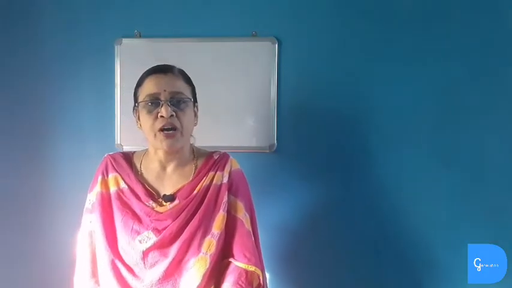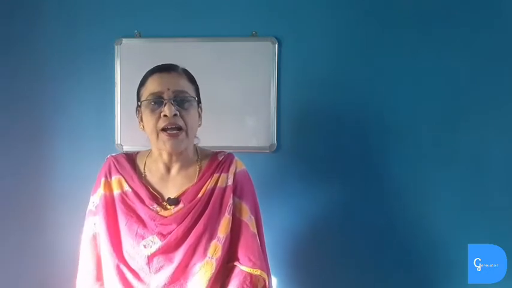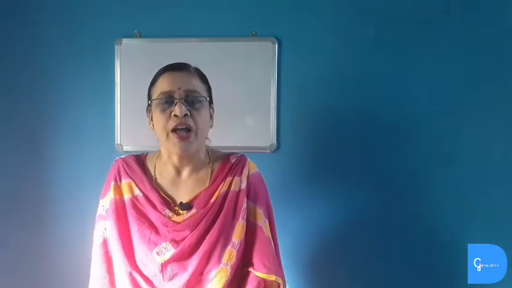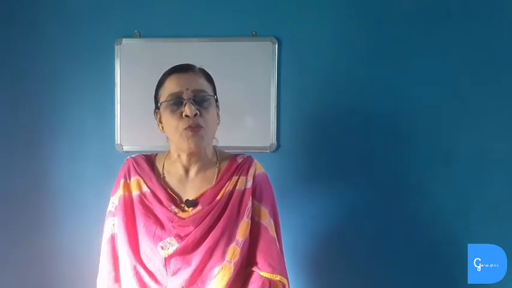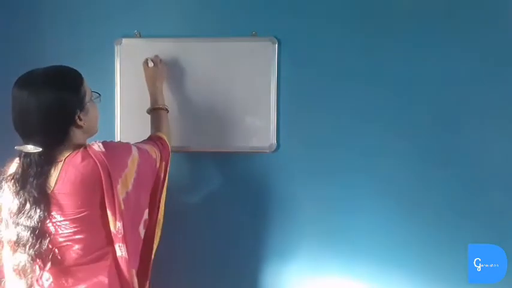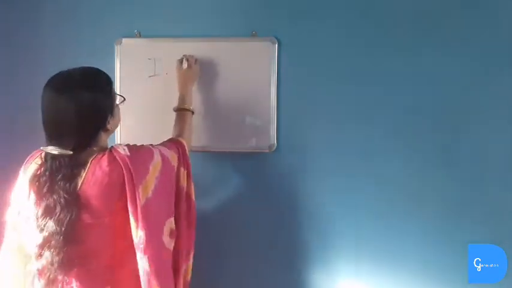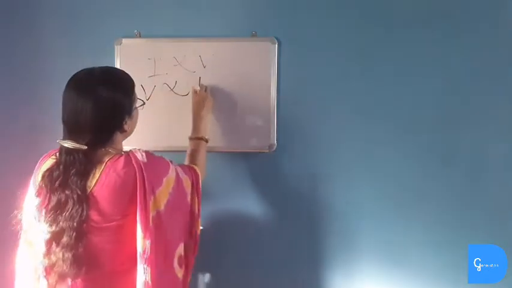Today we are going to study about Ohm's law. Ohm's law gives the relationship between potential difference and current. According to Ohm's law, at constant temperature, current flowing in the circuit is directly proportional to potential difference across its two ends. Let I be the current flowing in the circuit and V be the potential difference. Then I is directly proportional to V, or we can write that V is directly proportional to I.